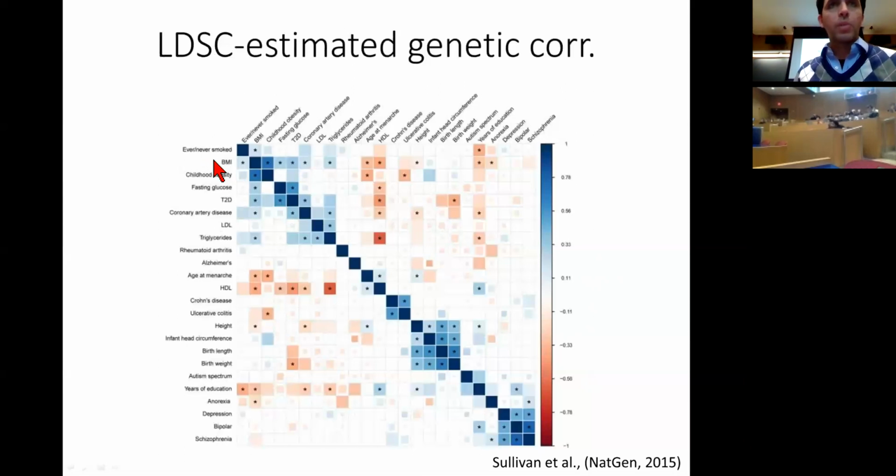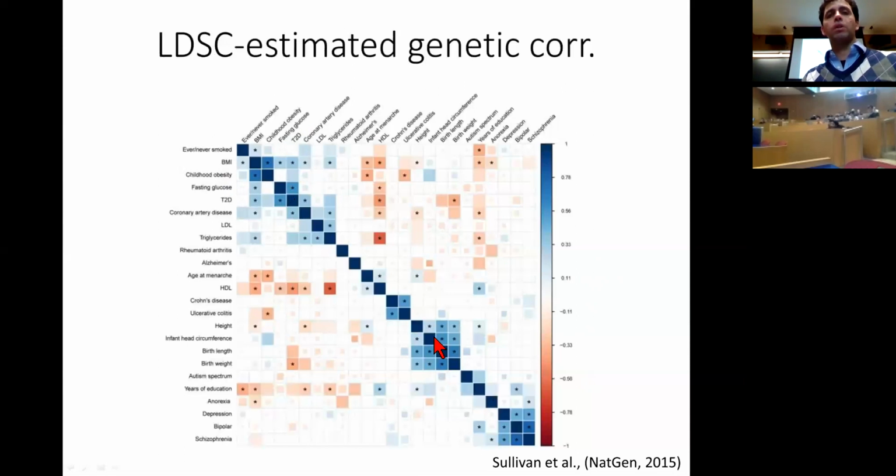So for example, if somebody has ever smoked, you can ask what is the co-association at the genetic level, using LD score regression, with BMI or with childhood obesity or with fasting glucose level or type 2 diabetes. And you can see here how each of these traits is basically showing these significant co-associations.